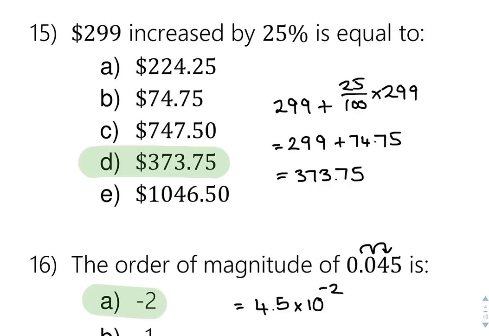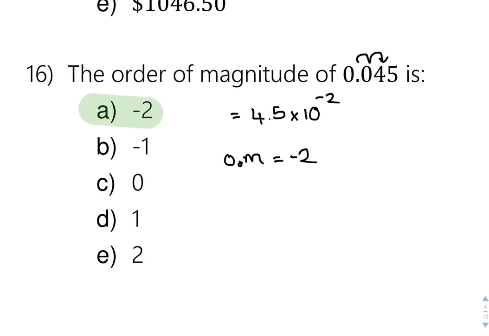Question 16. The order of magnitude of 0.045. I have to move my decimal point 2 places, so 4.5 by 10 to the power of -2. That's in scientific notation, so the order of magnitude is the power, -2. Now if you're in Miss Robinson's class, I've told you incorrectly that that power has to be positive. So I've accepted both answers of A or E if you're in Miss Robinson's class. We will talk about this later.